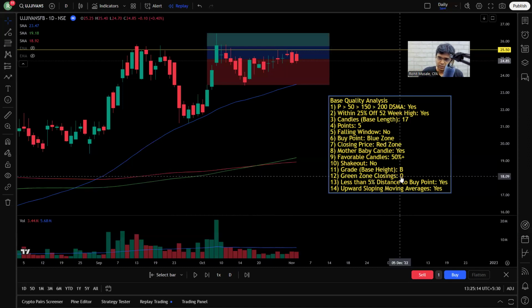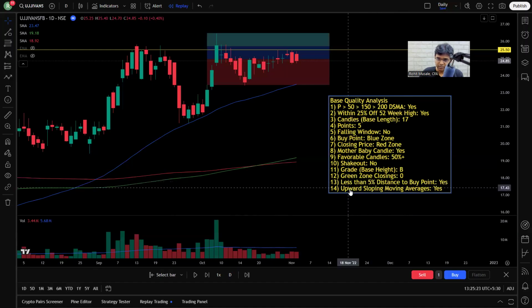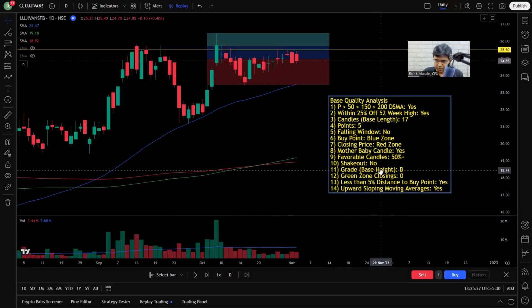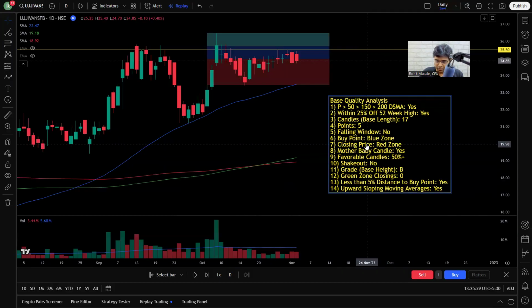Green zone closing is zero. This is not in our favor, right? Because maybe there is upward pressure. Then the remaining 2 points are in our favor: less than 5% distance, upward sloping moving averages. Okay. So green zone closing not in our favor, shakeout and buy and closing price.